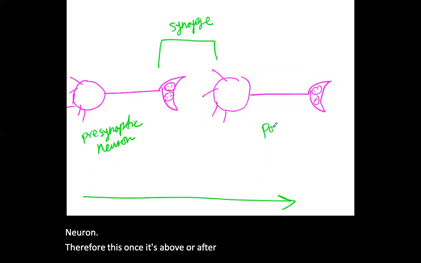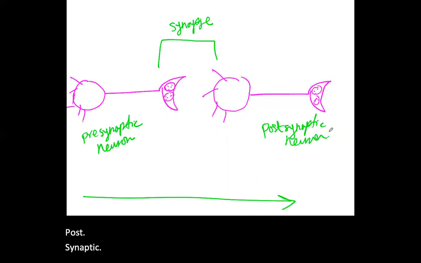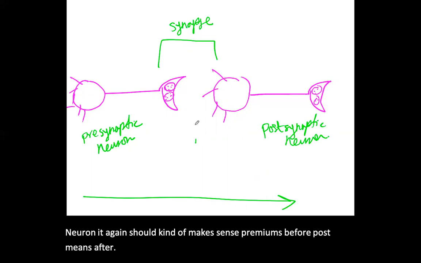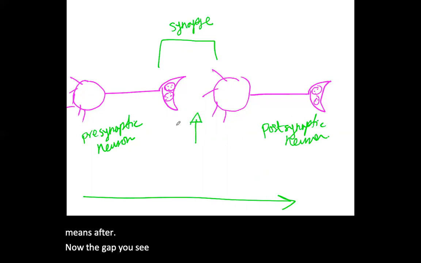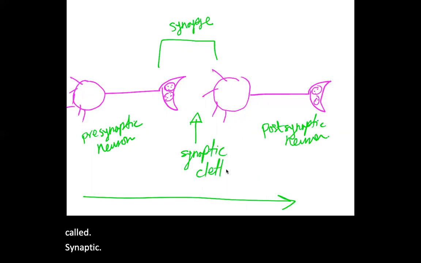So it's called the postsynaptic neuron. Which again should kind of make sense. Pre means before, post means after. Now, the gap you see right here, the gap between these two neurons is called the synaptic cleft.